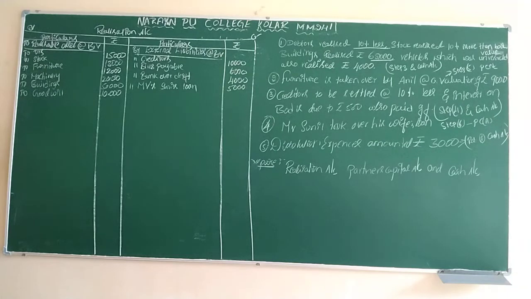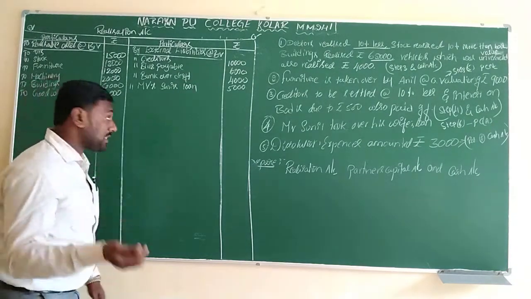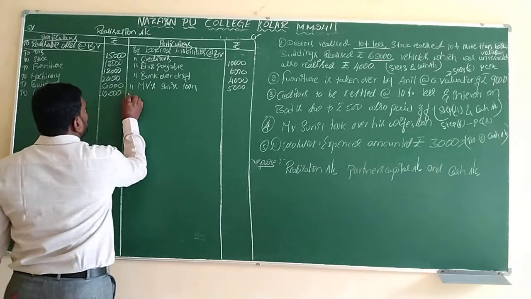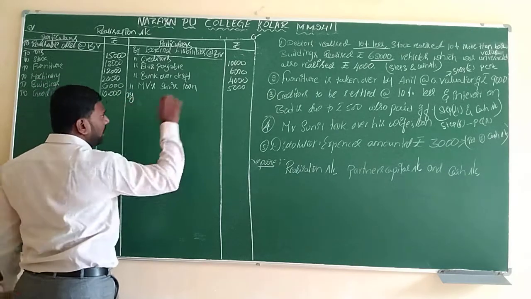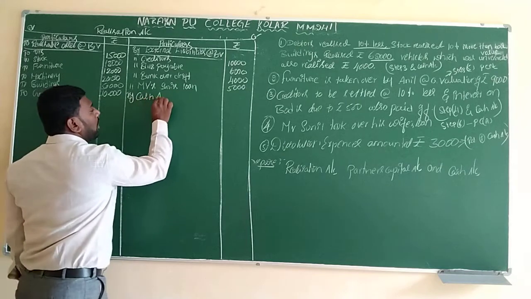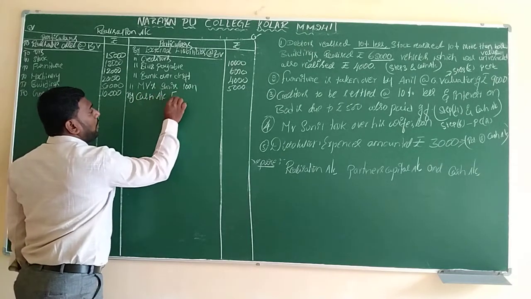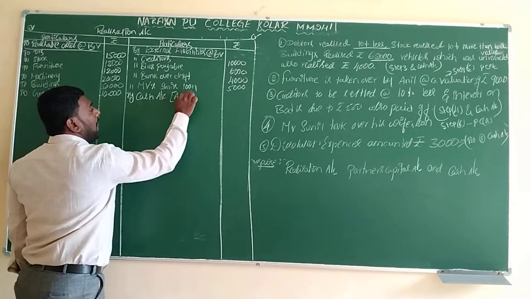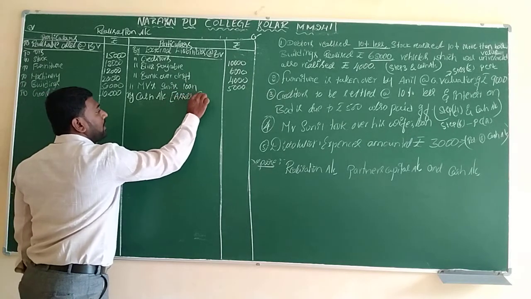Step number 3 always says about the assets realized. That means any asset realized, we have to write that. So step number 3 always comes to the credit side of this account. We will write the heading by cash account. In brackets we should write assets realized.